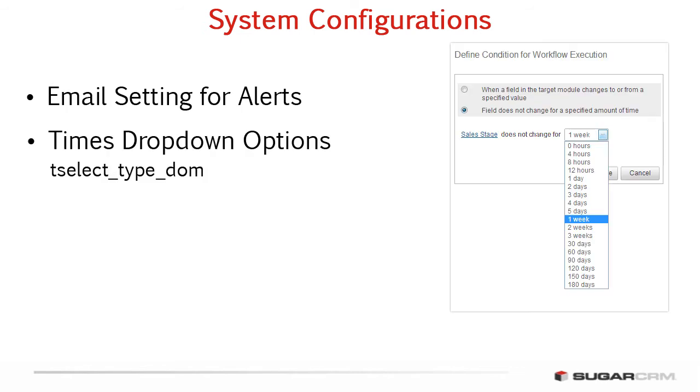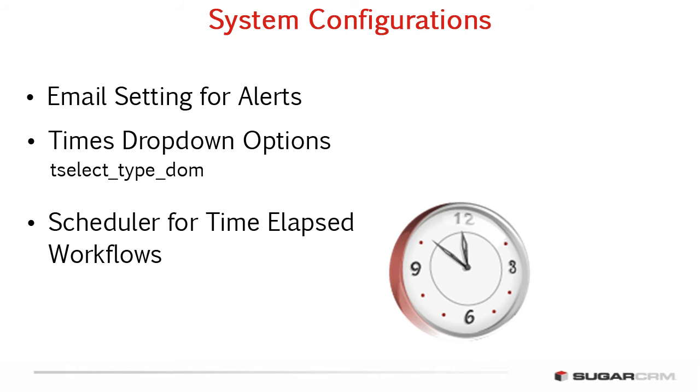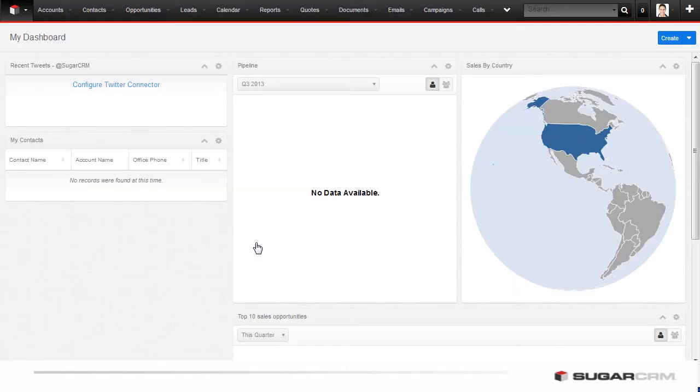Next is Dropdown Editor, which allows you to add any time intervals that are not already available. View the workflow time dropdown in the list of dropdown fields and add the time interval value that's missing. And last is Scheduler, which sets up a job to initiate when the time-elapsed workflow needs to trigger an operation. For example, Scheduler can trigger an email to be sent to a manager when a case status hasn't changed in 24 hours. Now let me show you how to configure Sugar for workflows.